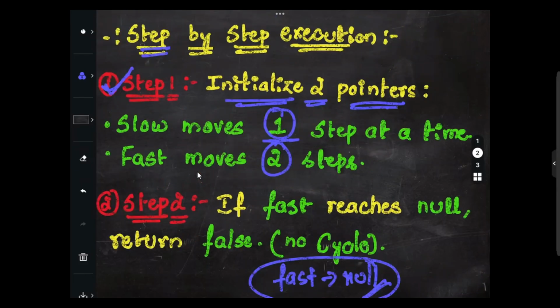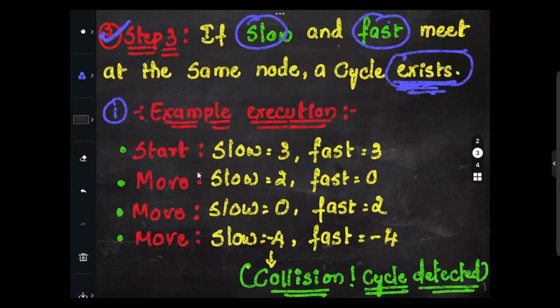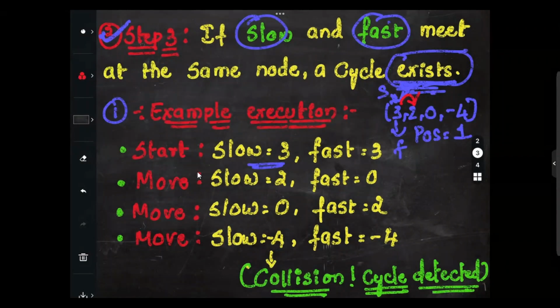Here we have 3, 2, 0 and -4, and the position is 1 in this case, right? Initially, slow and fast are both at 3. Both the pointers, slow and fast, are initially at 3. So in the next step, slow will move 1 step at a time, to 2, and fast will move 2 steps at a time, to here. This is fine.